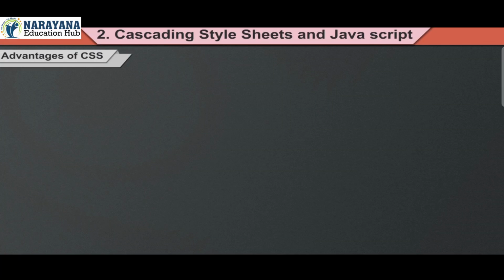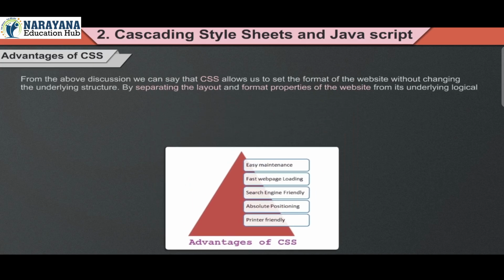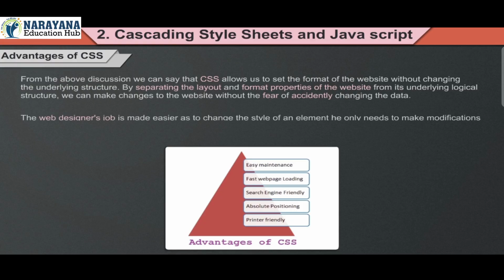Advantages of CSS. From the above discussion, we can say that CSS allows us to set the format of the website without changing the underlying structure. By separating the layout and format properties of the website from its underlying logical structure, we can make changes to the website without the fear of accidentally changing the data. The web designer's job is made easier as to change the style of an element, he only needs to make modifications in the CSS file.